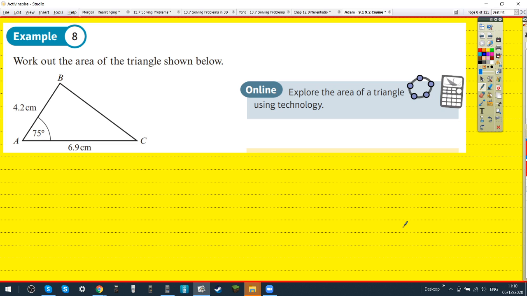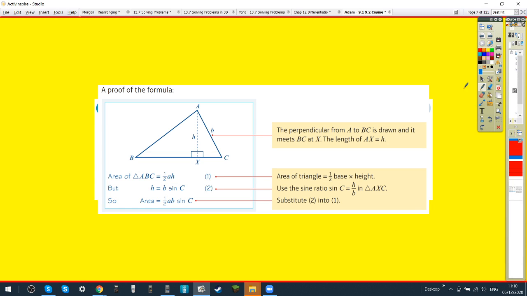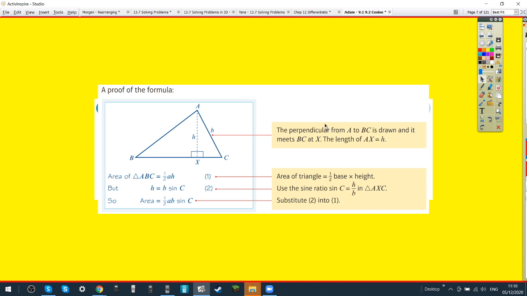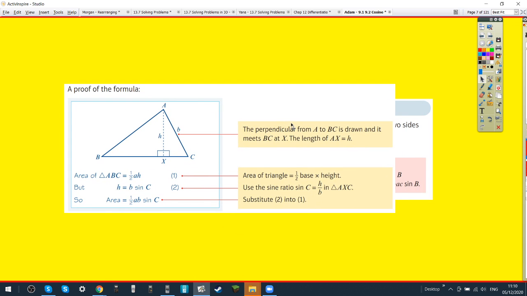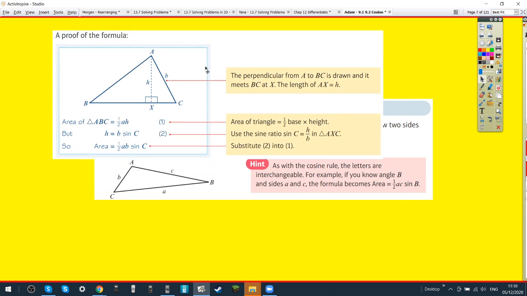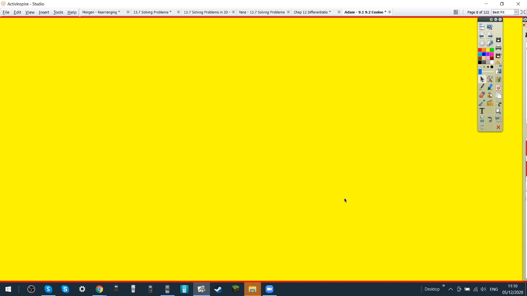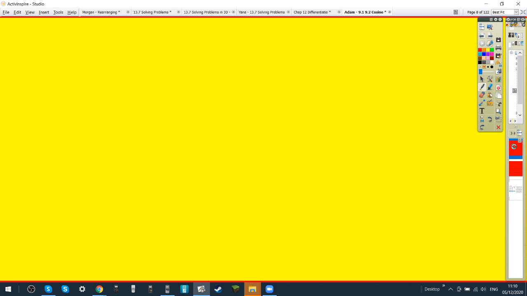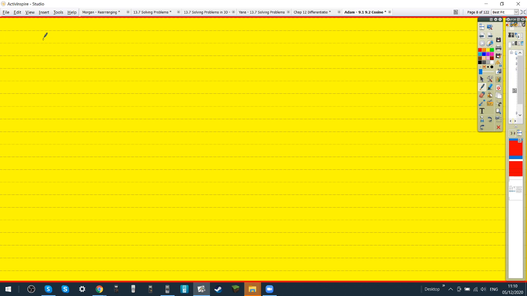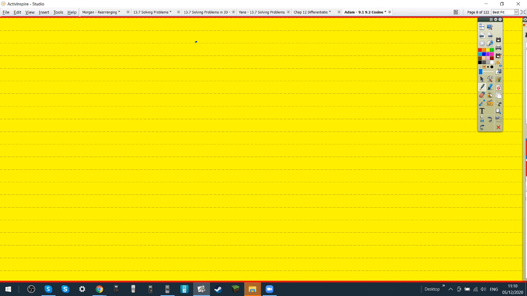Would you use cosine rule? You need a new thing. Do I have a triangle? So this triangle. Oh, you split it in two triangles? Yeah. So you have a triangle.